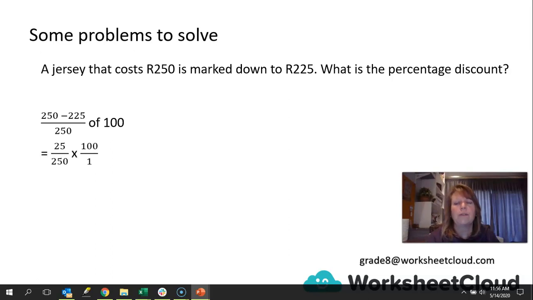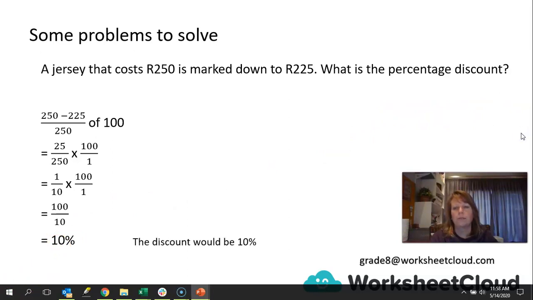We're going to get 25 over 250 times 100 over 1. That will give me 1 over 10, because I can see that 25 goes into 250 10 times. Otherwise, just multiply out: 25 times 100 gives you 2,500, and that's over 250. Then you can cancel out, or just use your calculator to divide. So we've got 1 over 10 times 100 over 1. That's 100 over 10, and that gives me 10%.